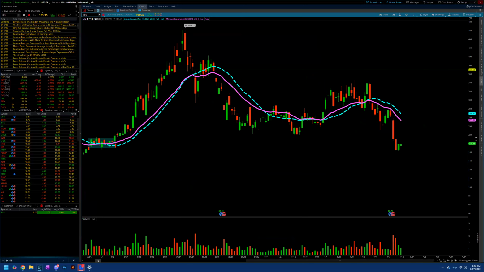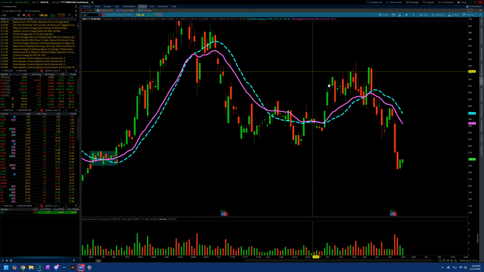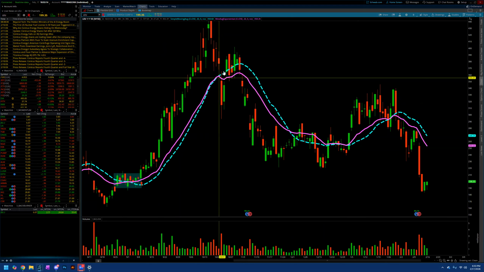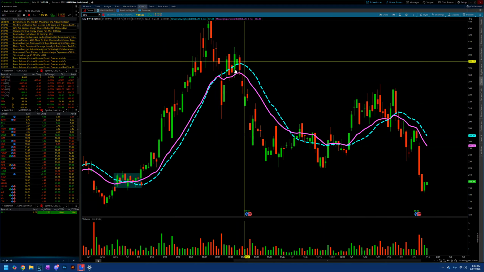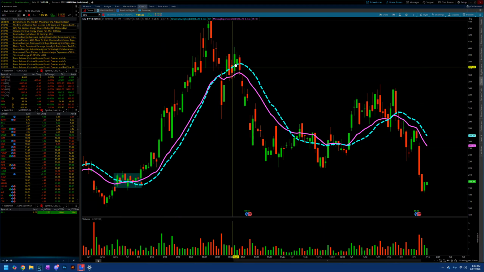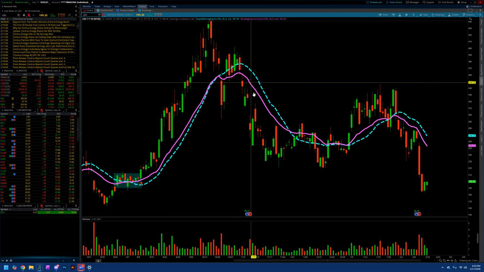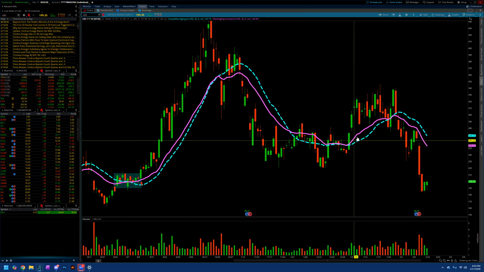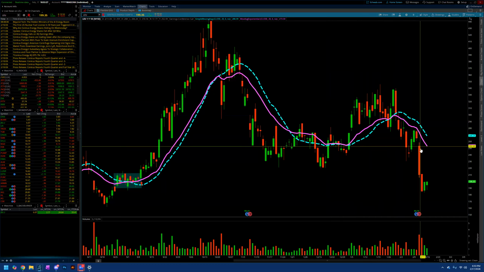So, let's zoom into kind of over here. As you guys can generally see, that exponential moving average follows a little bit closer to recent price action, right? And here it didn't follow price action as closely, but most of the time that exponential moving average is going to be closer to the current price than the simple moving average. And that's just because it's giving more weight in its average calculation to today's price and yesterday's price.